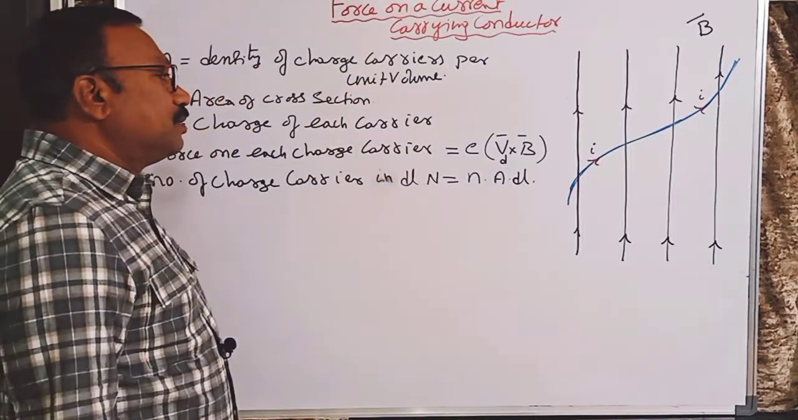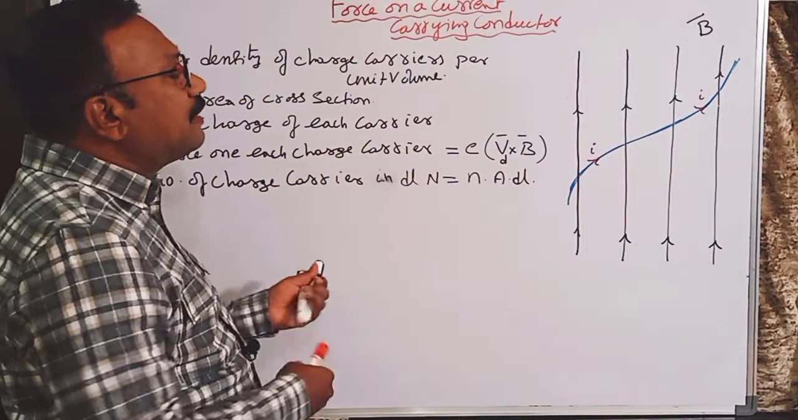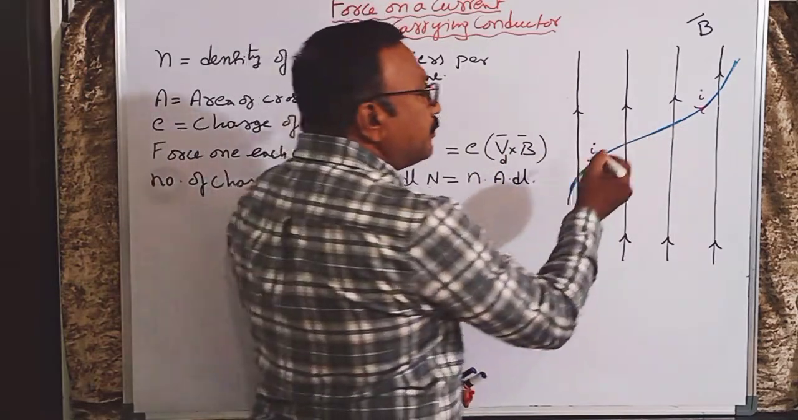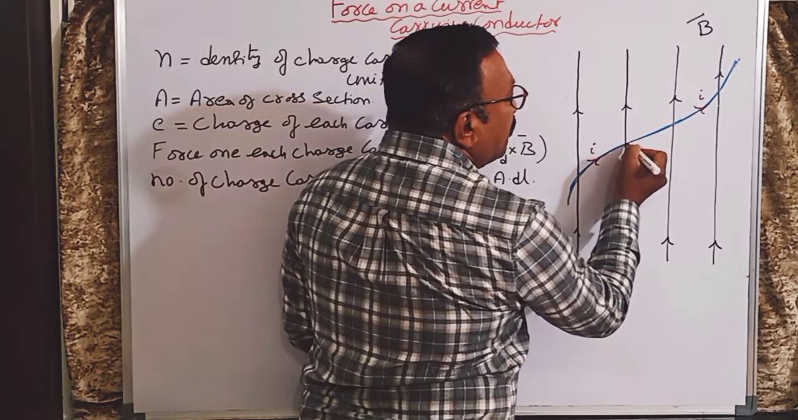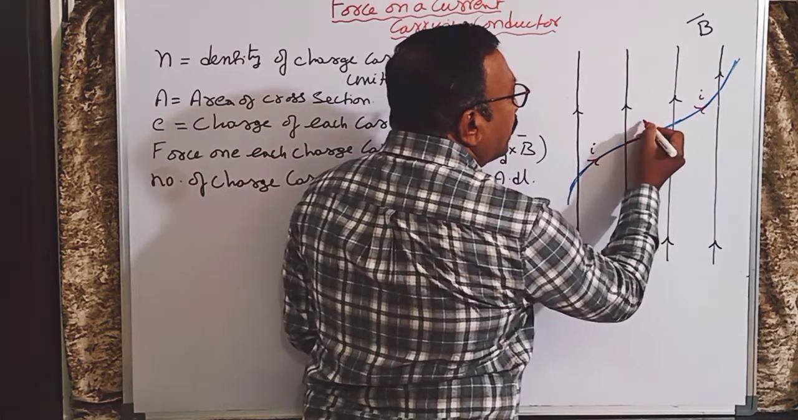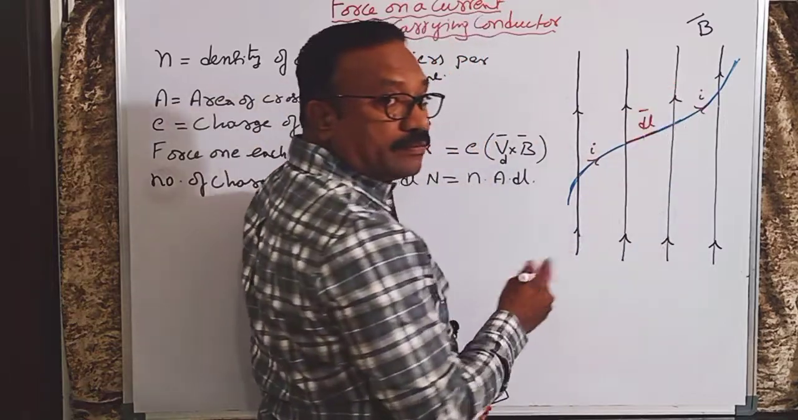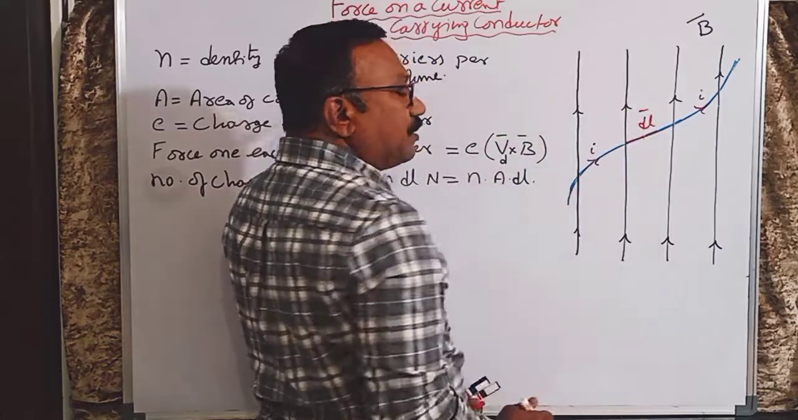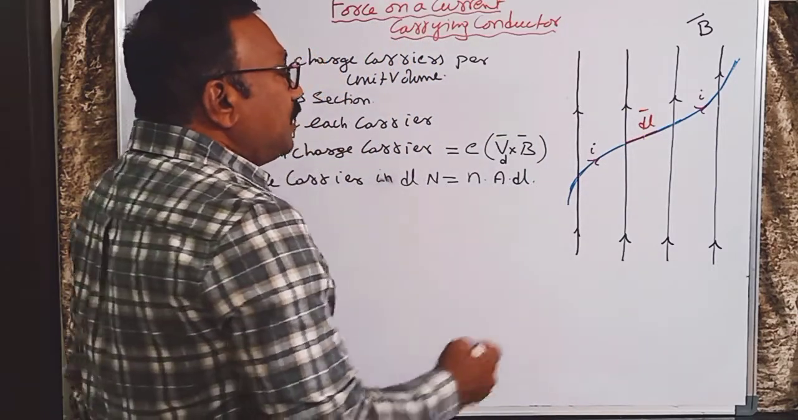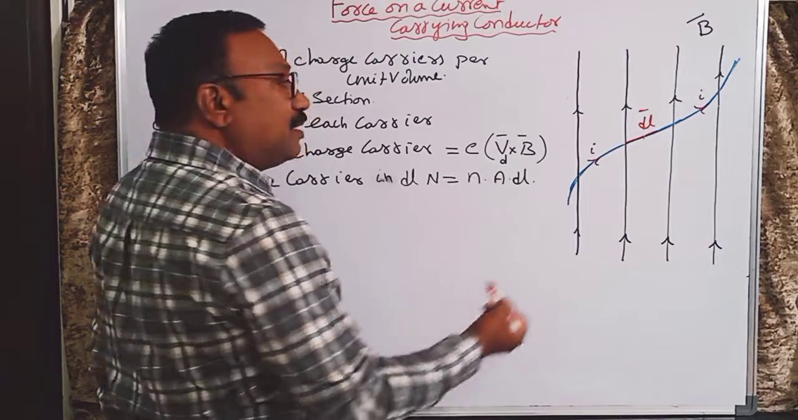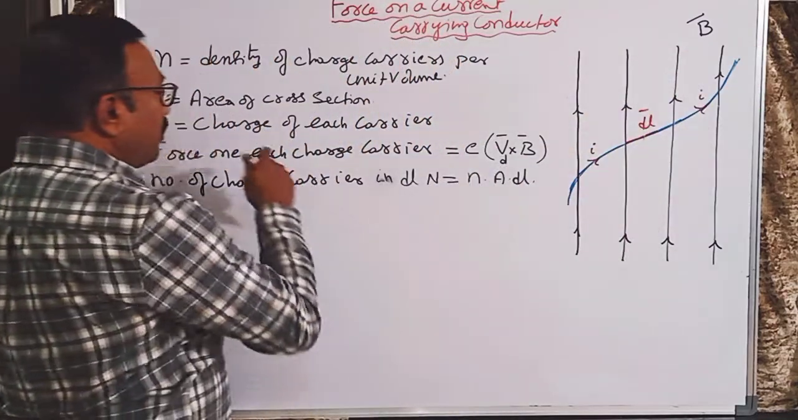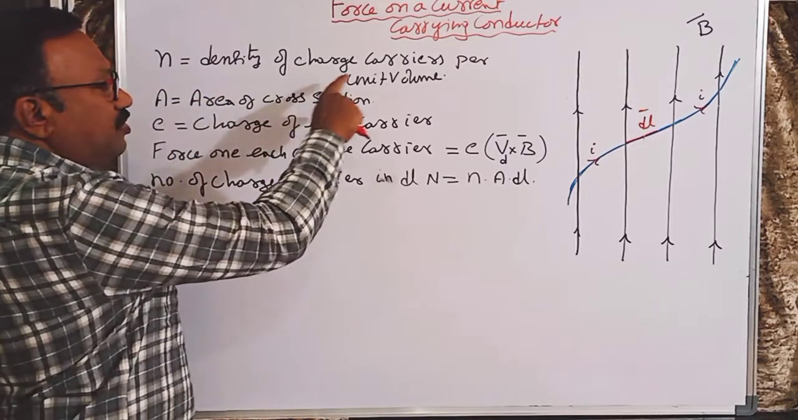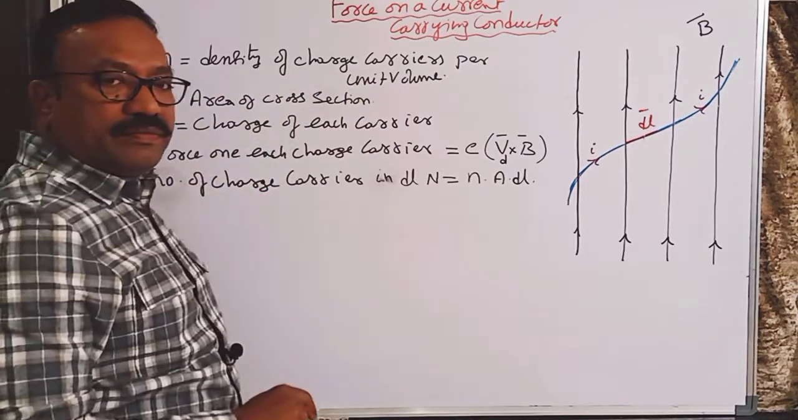Let us come to this part now. What we will do is consider a small segment of this conductor. Let me consider a small segment of the conductor, dl, in which the current is flowing and which is placed in a magnetic field. For this wire you have a uniform cross section A, and the number density of the charge carriers per unit volume.